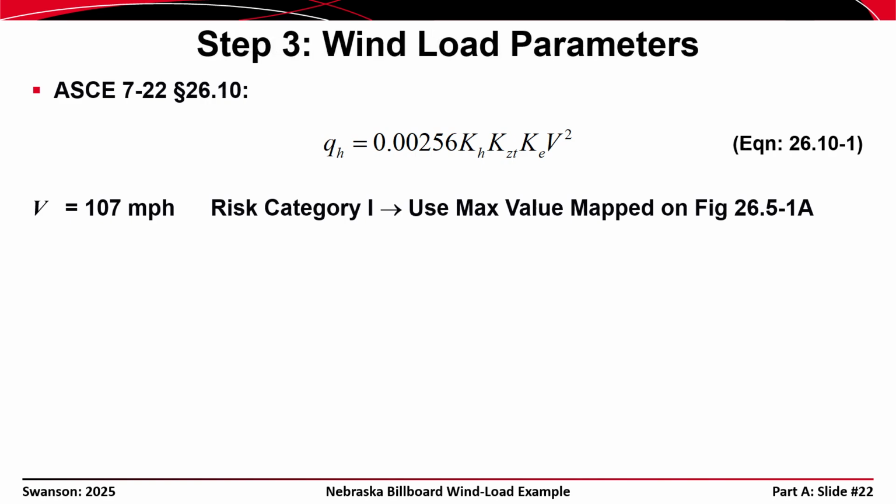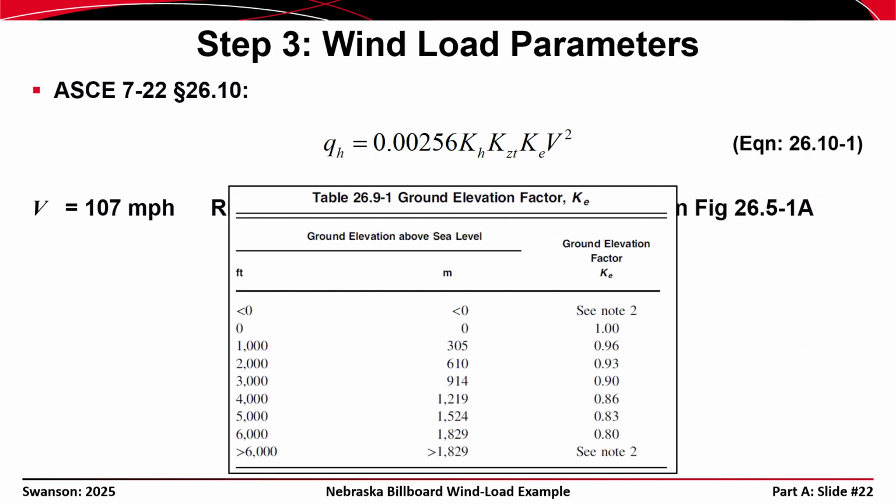Next, we'll consider the ground elevation factor K sub E. This is a factor that accounts for changes in air density at higher elevations. Recall that the factor of 0.00256 was derived based on the density of air at sea level. As we move to higher elevations above sea level, the air gets thinner and less dense, and thus wind moving at the same speed will exert a lower pressure on a structure than it would at a lower elevation where the air is denser. To account for this, Table 26.9-1 in ASCE 7 provides a reduction factor that can be applied for structures at higher elevations.